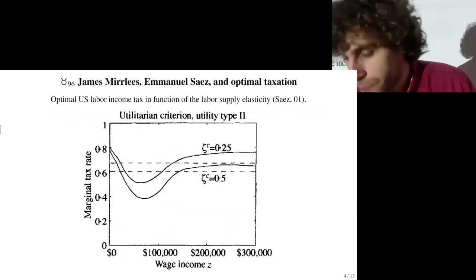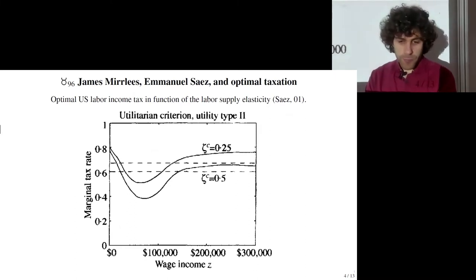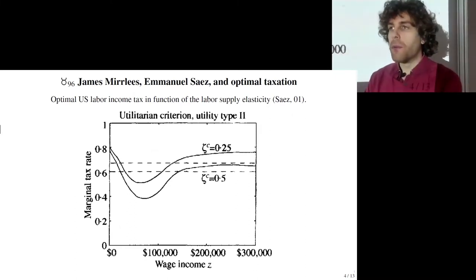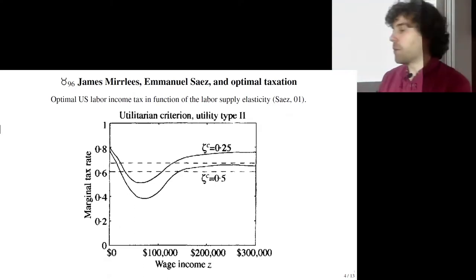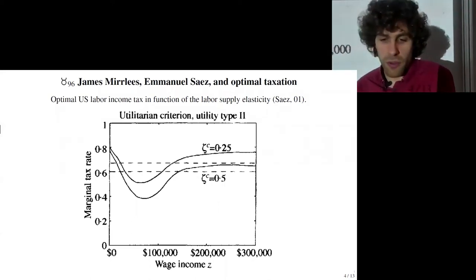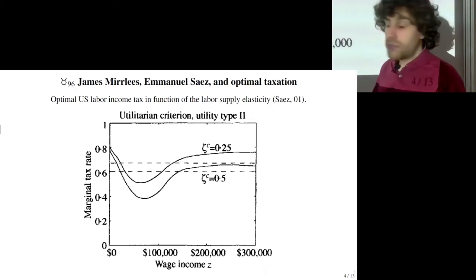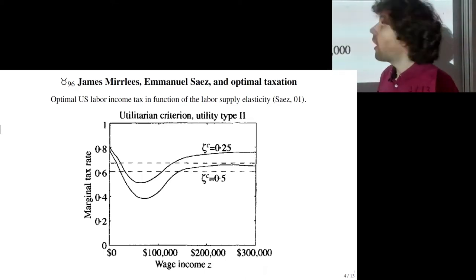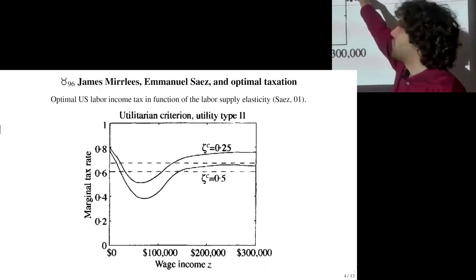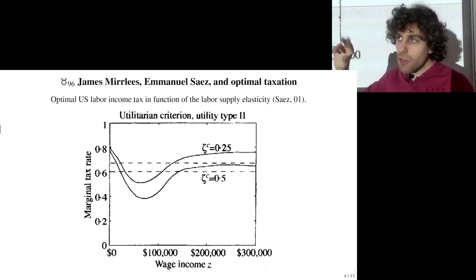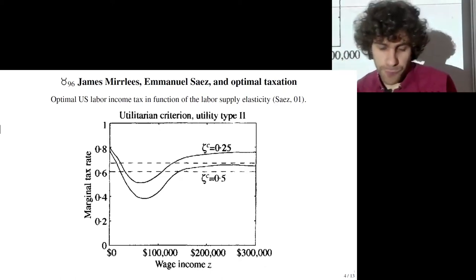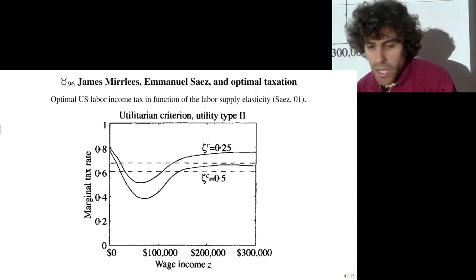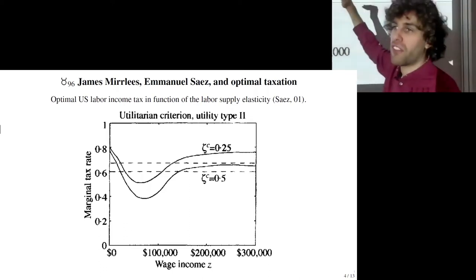Now, here is what the formula looks like. So this is taken from the paper by Saez in 2001. He optimizes the labor income tax in the US, including income effect. So the formula is actually a bit more complicated than the one I've shown. And here it takes two different values for the elasticity, e_y that equals zeta c, 0.25 and 0.5. These are like the common range found in the literature that tries to measure this elasticity. In dashed line, it's not important. It's the optimal linear tax schedule.